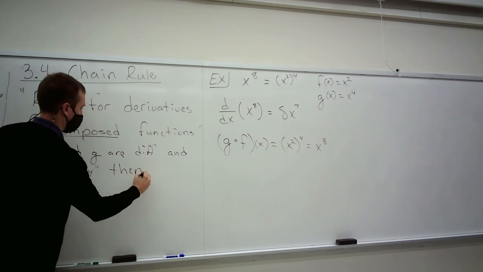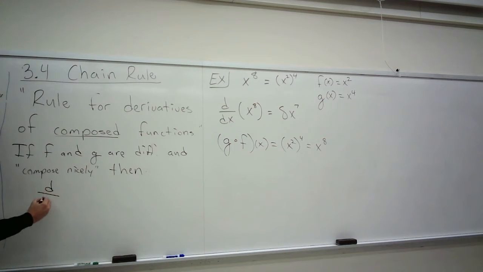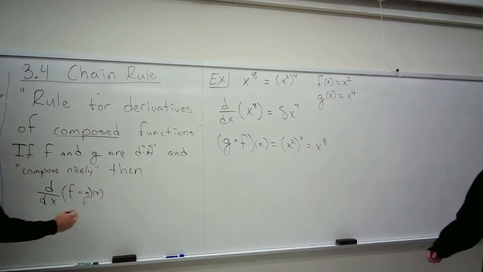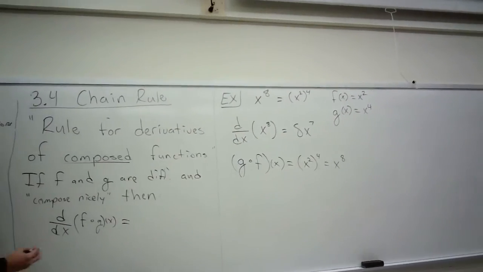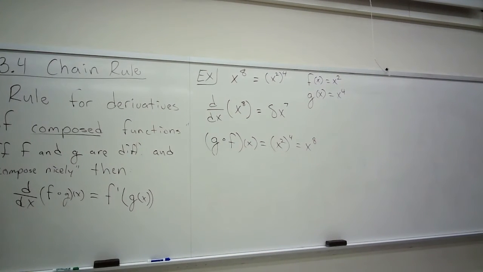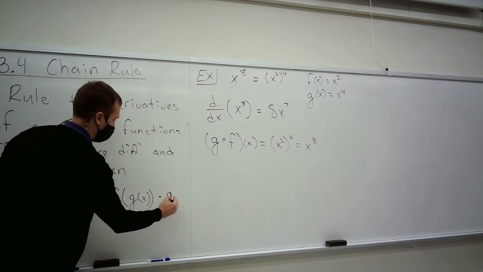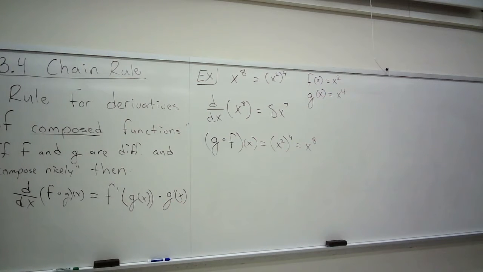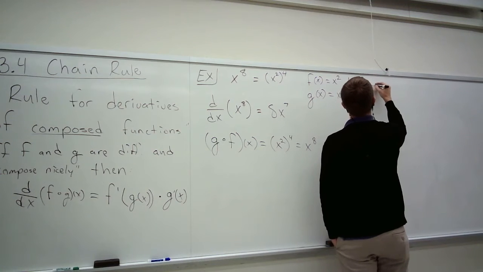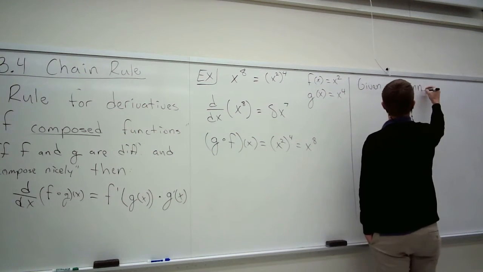Then, here's the kick. The derivative with respect to x of f of g of x is f prime of g, that's g composed into the derivative of f, times the derivative of g. Now I'm mixing prime and Leibniz notation here, I hope that's okay. I'm going to write this in words over here, another way.